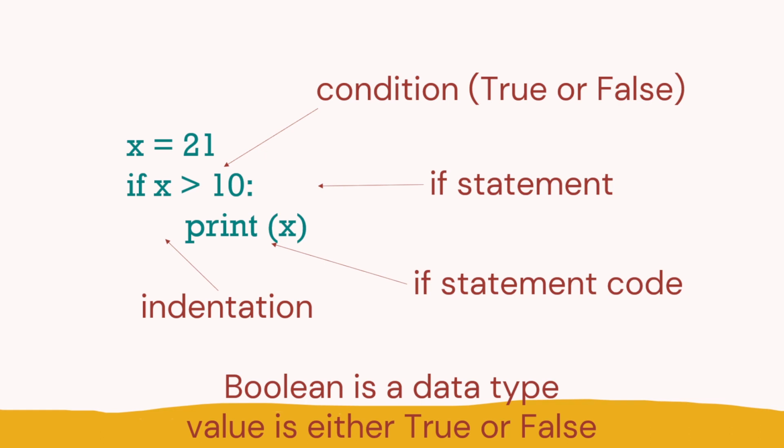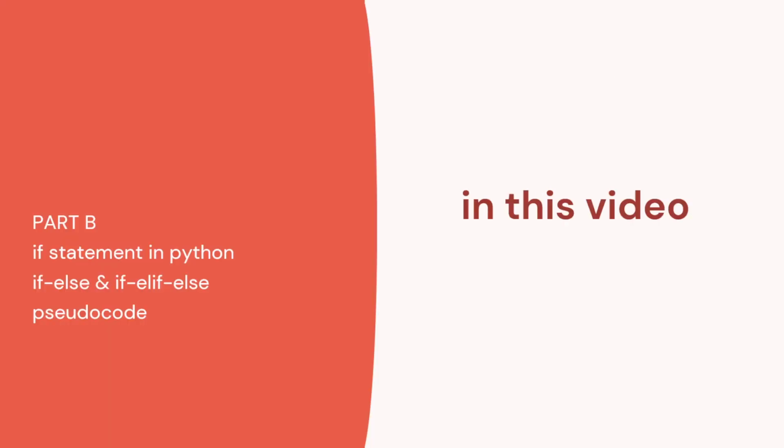Some terms. Here we have some code. The x less than 10 is the condition, which is true or false. We have the code underneath that has the space before it, the indentation, and that's the if statement. Boolean is a data type, and that has the value of either true or false. So now we understand the if statement, let's have a look at it inside Python and also the pseudocode.